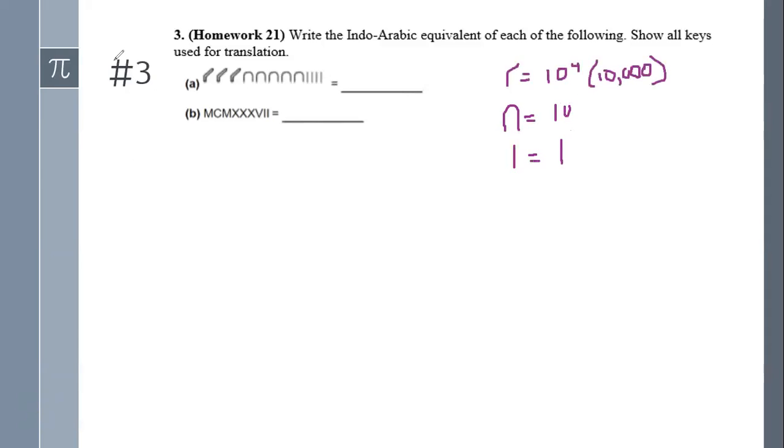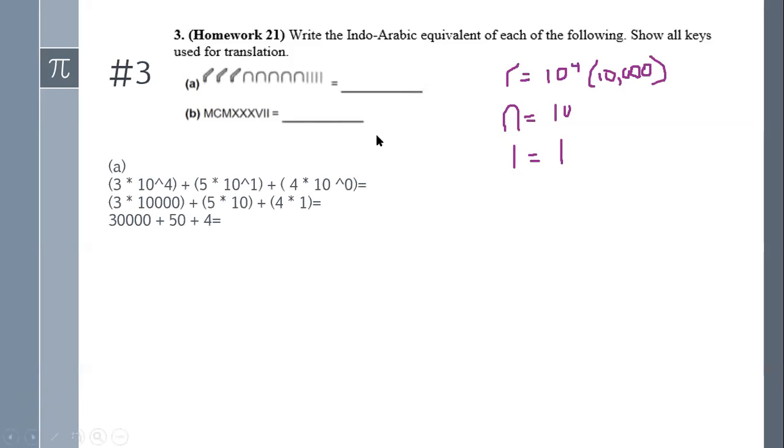So if we take a look at this, we got 3 times 10 to the 4th power. We got 5 times 10. And then 4 times 1. And that's going to give us 30,000, plus 50 plus 4. 30,054. Not too hard.